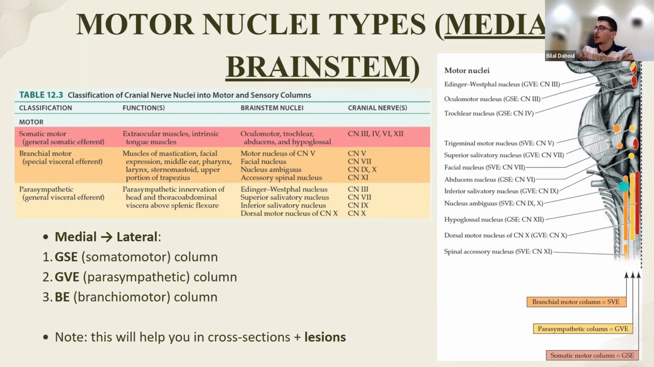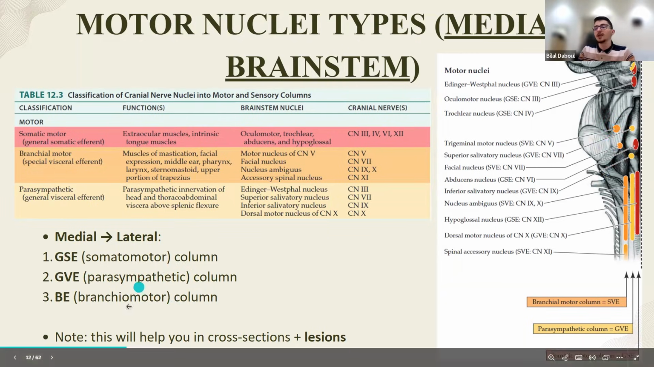Apart from this, at the level of the lower pons, we have the facial motor nucleus. The facial motor nucleus supplies the muscles of facial expression, because again, the muscles of facial expression are derived from branchial arches or pharyngeal arches. That is why it's classified as branchiomotor, or BE in other words. At the level of the upper pons, you have the trigeminal motor nucleus, which ultimately supplies the muscles of mastication, and these are the three laterally placed branchial efferent nuclei.